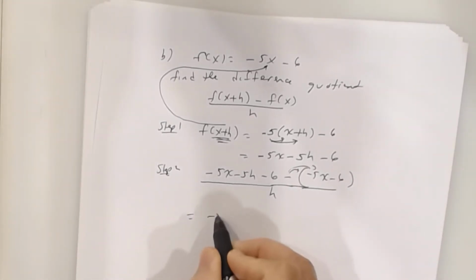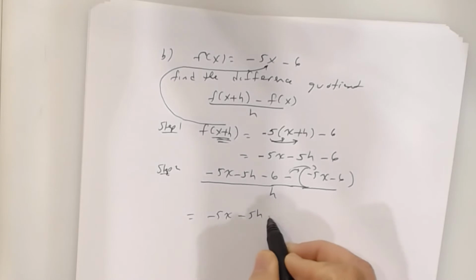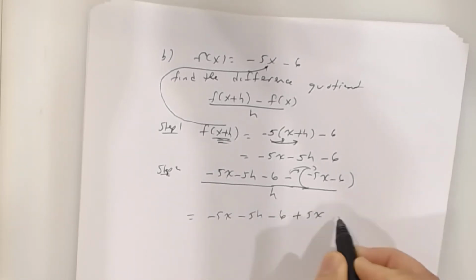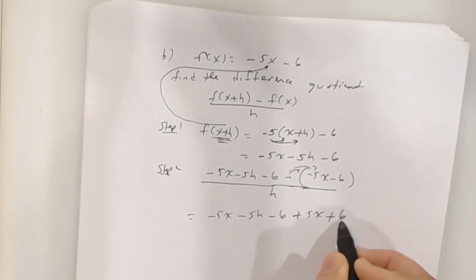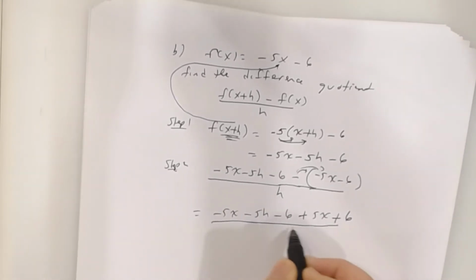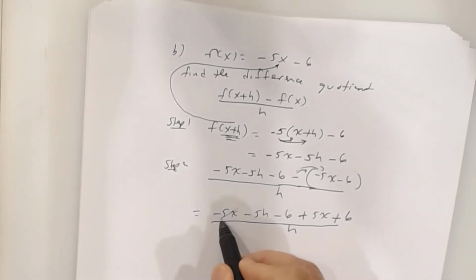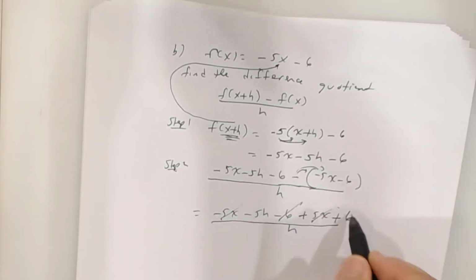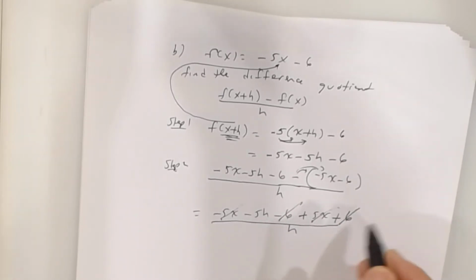So it becomes negative 5x minus 5h minus 6, plus 5x plus 6, all over h. If I'm doing this correctly, every term that does not have an h better cancel out. Negative 5x, positive 5x is 0. Negative 6, positive 6 is 0. What's left?